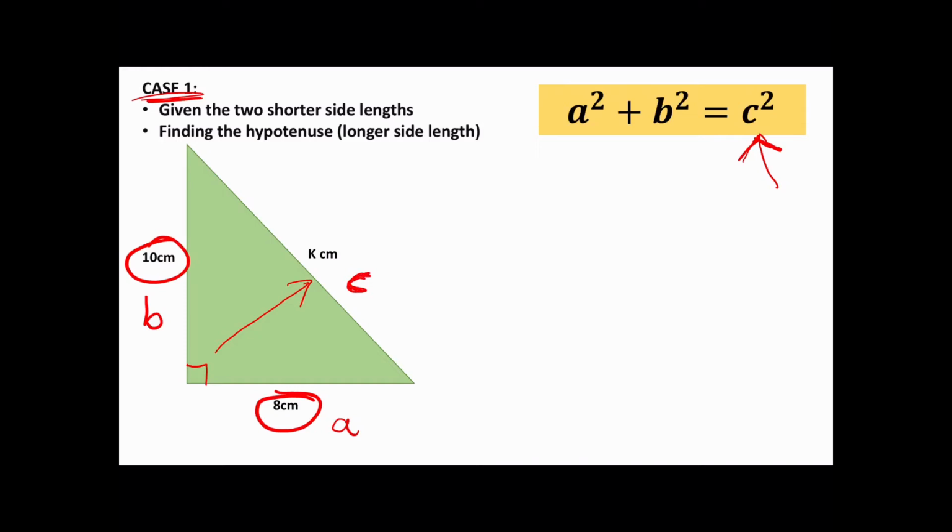So our hypotenuse is always our C. So we've got A squared plus B squared equals C squared. I'm going to substitute those values in. So 8 squared plus 10 squared equals C squared, or let's rename that K squared. So we've got K here. And then we've got 64 plus 100. So 164 is equal to K squared.